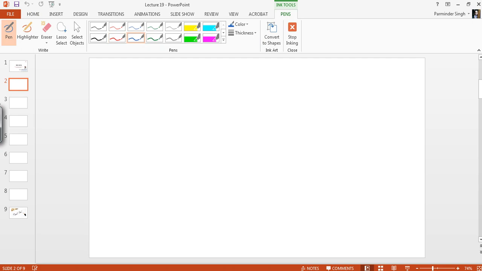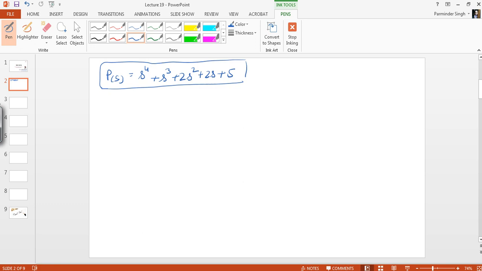Now suppose we have a polynomial equation, that is P(s), something like s^4 plus s^3 plus 2s^2 plus 2s plus 5. Okay, before we solve this polynomial equation, let's first revise what Routh criteria is, what we did in the previous lecture, before we solve this specific case.